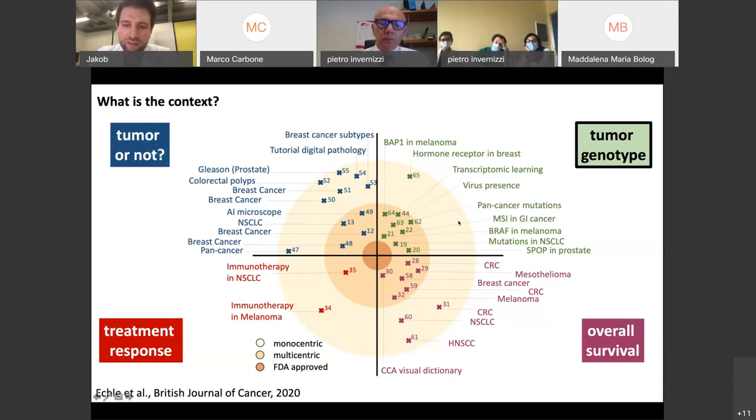And as you can see here, this technology really works in a lot of different cancers. A lot of different publications have shown that in cancers as different as GI tumors, melanoma, lung cancer, prostate cancer, etc., deep learning can just look at the routine H&E image and predict the mutational status of the tumor.